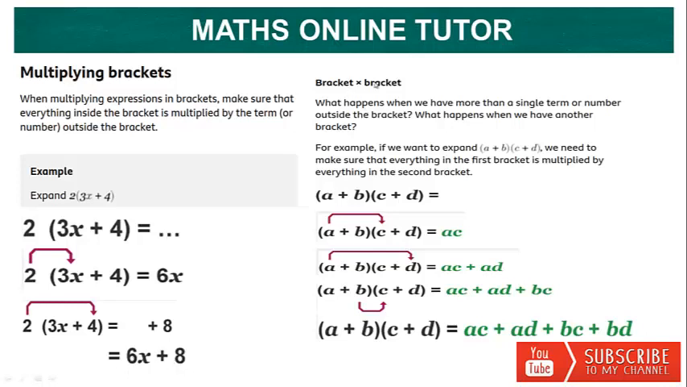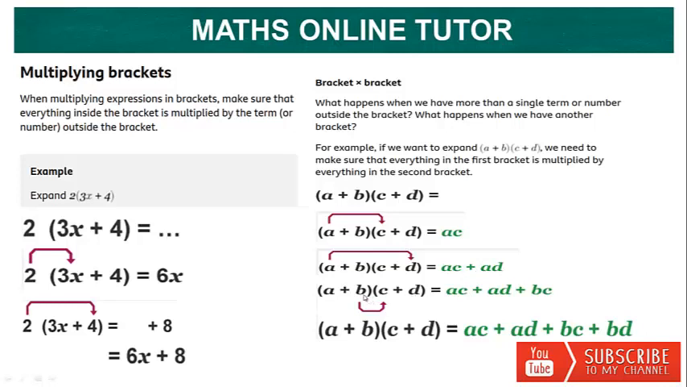Okay, now we try bracket to bracket. What happens when we have more than a single term or number outside the bracket? Or what happens when we have another set of brackets? For example, if we want to expand (a plus b) with (c plus d), we need to make sure that everything in the first bracket is multiplied by everything in the second bracket. So let's do this step by step. The first term in the first set of brackets is a. It multiplies with the first term in the second set of brackets. So a times c is ac. Then the first term in the first set of brackets is multiplied by the second term in the second set of brackets. A times d is ad. So the answer so far is ac plus ad.